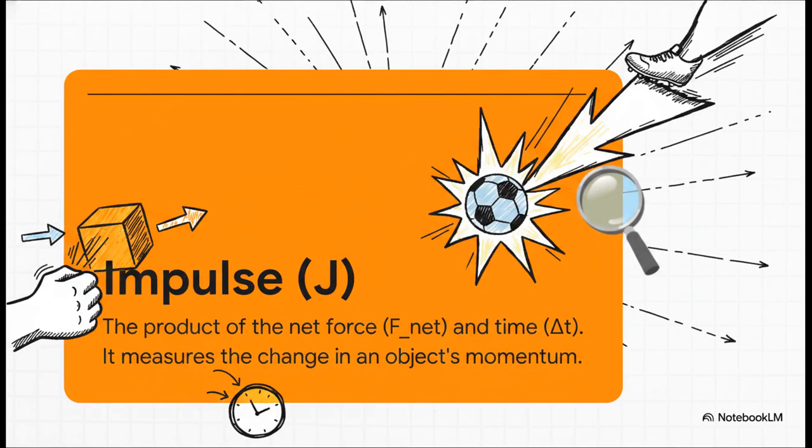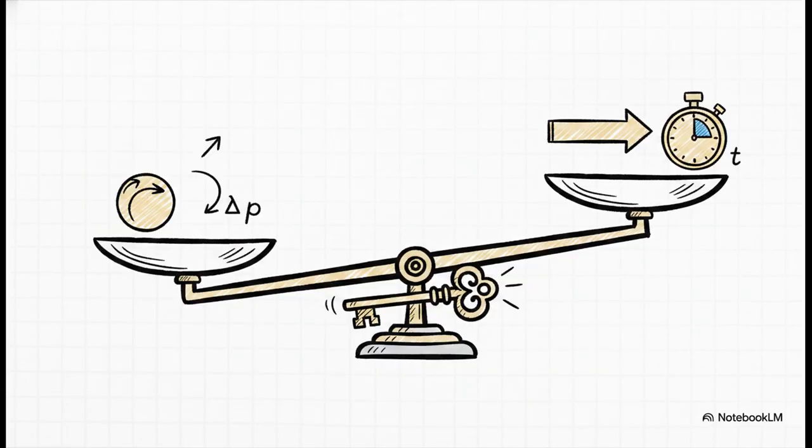And next, we have impulse. You can think of impulse as the reason momentum changes. It's simply the net force acting on something multiplied by how long that force acts. It's kind of like the kick or the push an object gets over a period of time. And just like momentum, it's also a vector. And this is where the magic happens, the impulse-momentum theorem. It tells us that the change in momentum, delta p, is exactly equal to the impulse. It's not just related, it's the same thing.